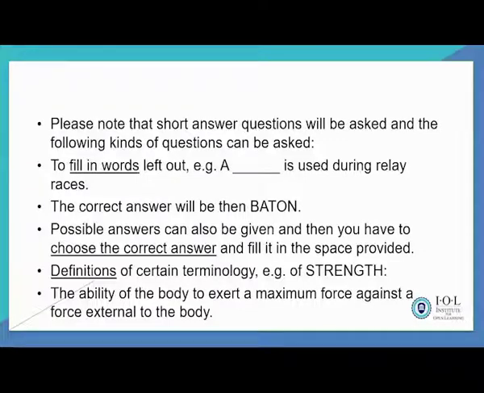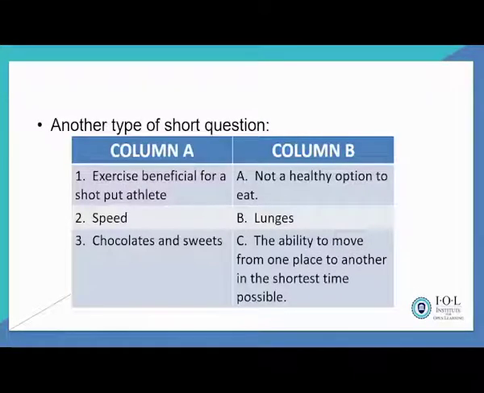For example, strength, which is the ability of the body to exert a maximum force against a force external to the body. And another type of short question will be where you were given two columns, a column A and a B. In column A, there are certain concepts, namely exercises beneficial for a shot put athlete, speed, chocolates and sweets, and in column B there are certain facts regarding these concepts.